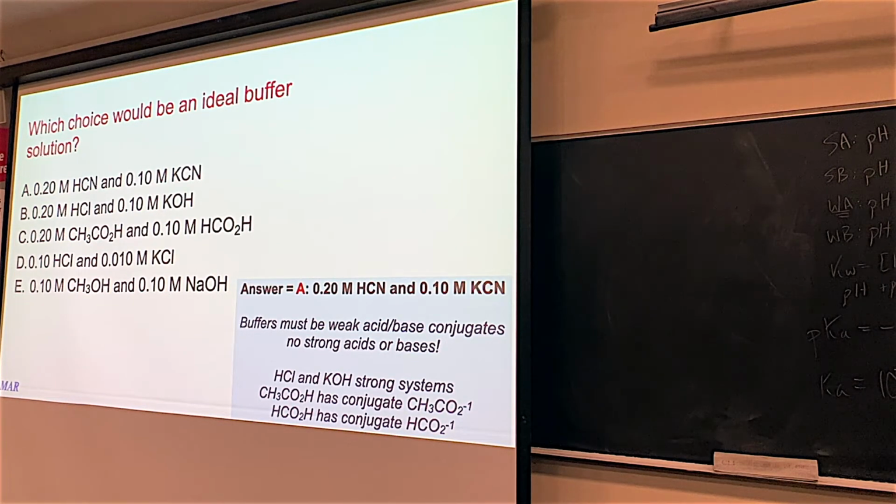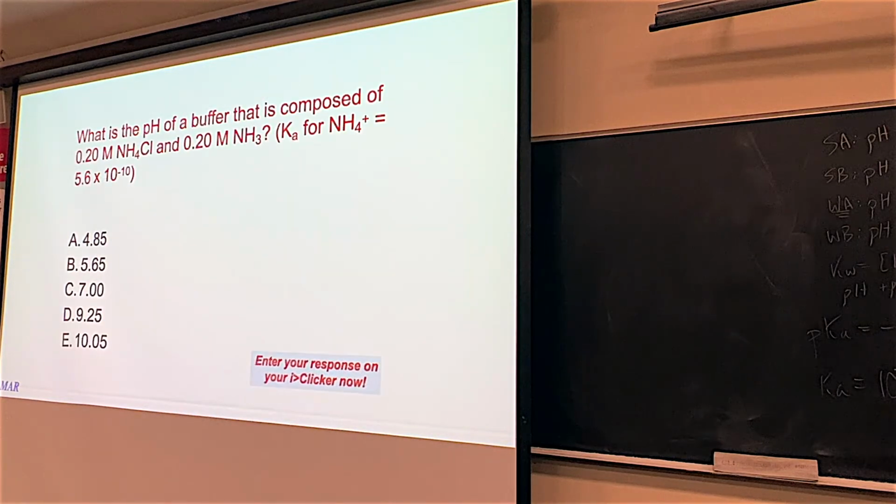Cool. All right, now, speaking of buffers, here's a question where we do have a buffer solution, and this is one I'll give you some time to work on. We want to know the pH of a buffer that has ammonium and ammonia. So back to the original thing, ammonium and ammonia are conjugates. Ammonium, NH4+, has more hydrogen, so that's the acid. And ammonia, NH3, has less hydrogen, that's the base.